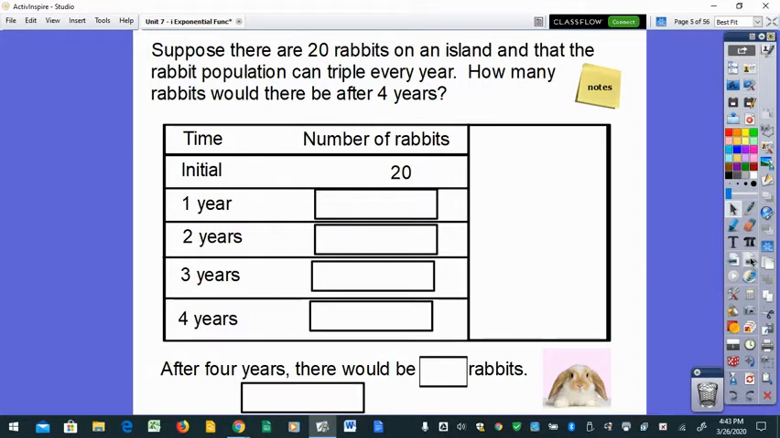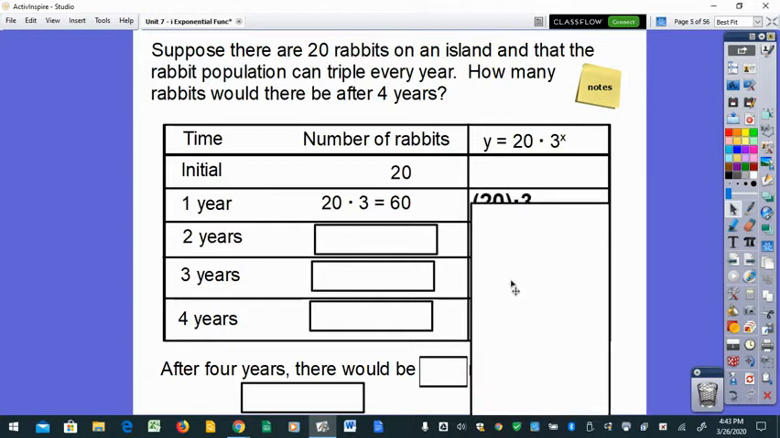How many rabbits would there be after 4 years? So our initial amount of rabbits is 20. After 1 year, if we tripled that, 20 times 3 would be 60 rabbits. So basically what we did was we took that initial amount and we multiplied it by 3.